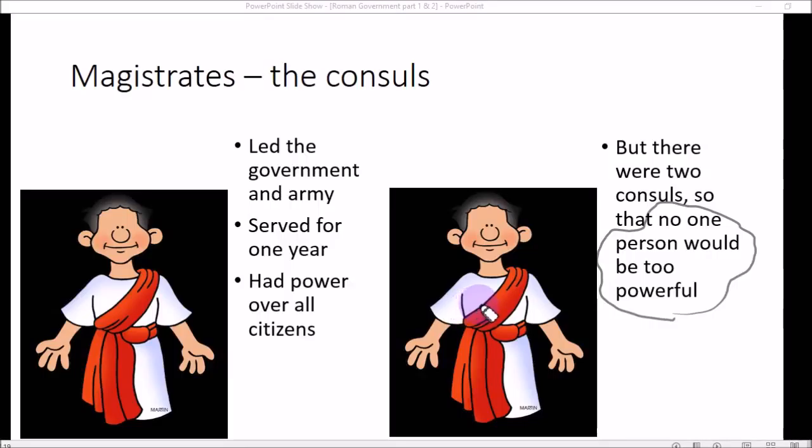Remember the Etruscan kings that were overthrown? They still remember that time, and they don't want to go back to kings anymore because they know how bad that can be when one person is ruling. So they're very afraid of that. So they put measures in place. Instead of one consul, let's have two. Instead of serving for eight years or four, let's just do one. That kind of thing.